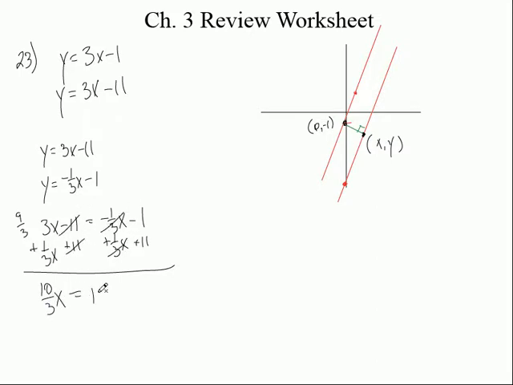What do I get here? 10. Get rid of the 10 over 3. Whoops. So we make that 3 over 10. They are nice to us. They did rig these, don't you agree? x equals 3. And it's nice. I love it when they rig them, don't you? Make it nice numbers. Okay, so x is equal to 3.